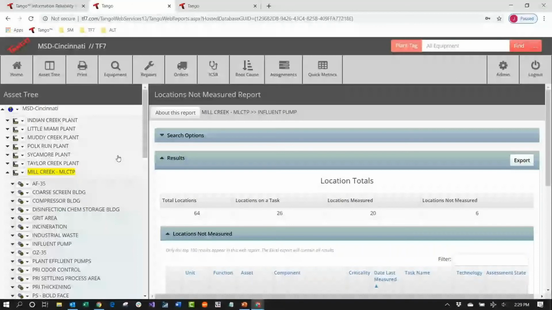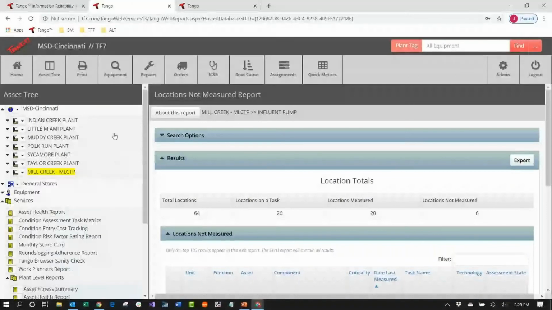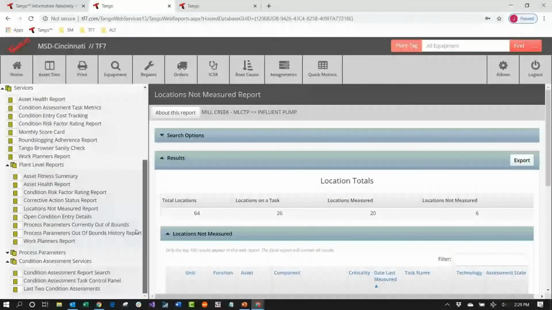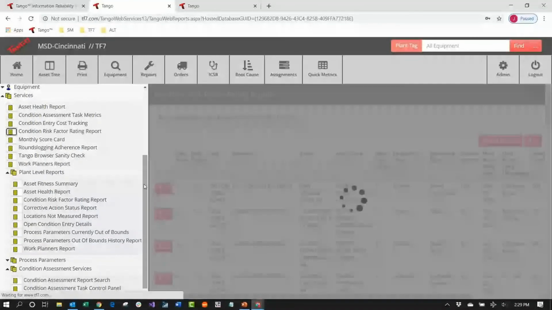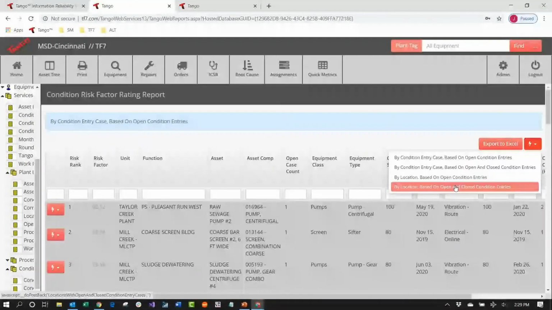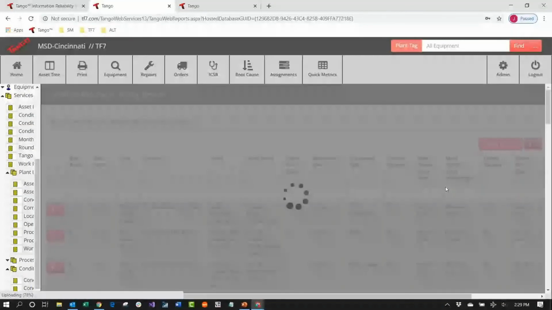Okay, so while we're still on the topic of finding out what locations you may have at risk, we've just looked at how to find the ones where your insurance policy isn't in place. You're not actually measuring them when you think you should, and they're showing up as not measured. Let's talk about where we have repetitive failure modes, and that deserves a different level of address. So what I want to do there is run this report called Condition Risk Factor Rating. One of the first things that is helpful is to go to your menu item and say that you want to look at locations based on open and closed condition entries.